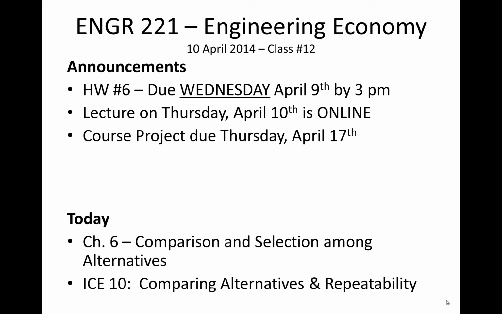Today we're going to be starting on Chapter 6, which is Comparison and Selection Among Alternatives. Chapter 6 continues many of the ideas that were introduced in Chapter 5, where we were just evaluating a single project and trying to determine a yes or no answer on a single project. Here in Chapter 6 we're going to be looking at several different alternatives for a certain need and then trying to figure out which one is best. At the end of the lecture, I'll work through in-class exercise number 10, which I'd also encourage you to work independently so that you can get some practice with some of these ideas.